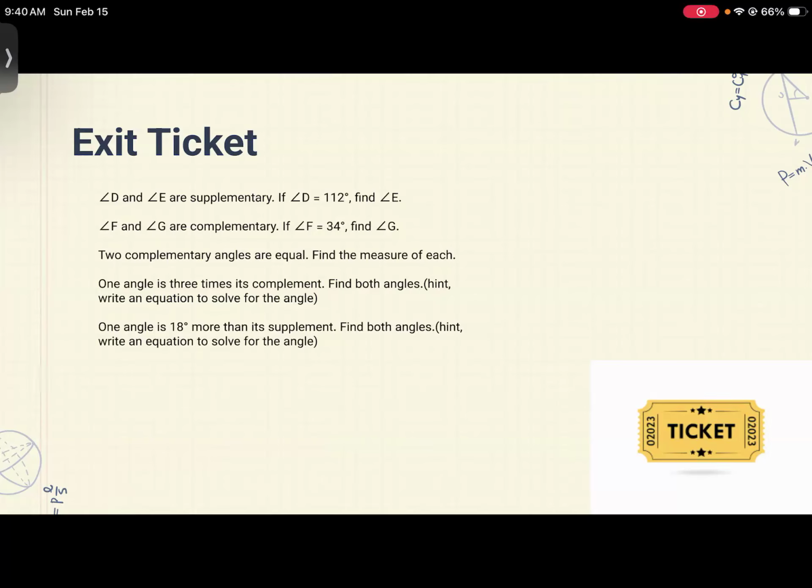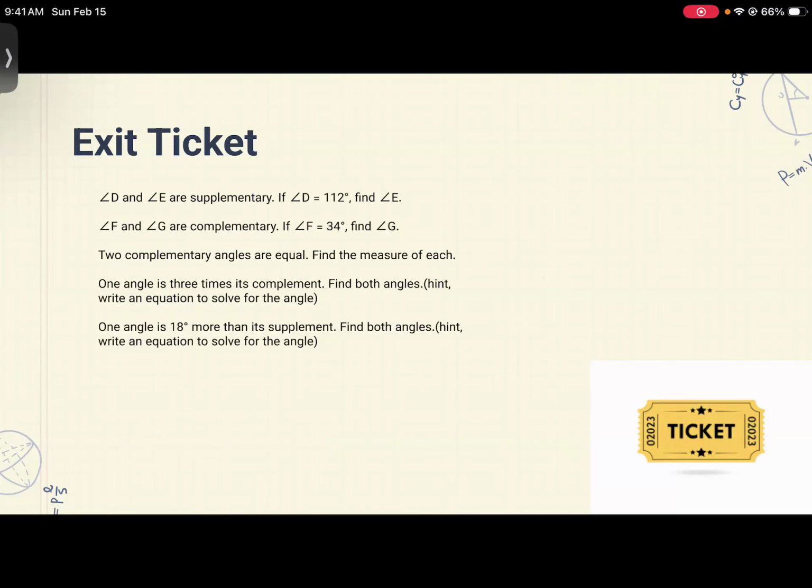Now, the last exit ticket question is saying one angle is 18 more than its supplement angle, and they're saying to find both angles. So if we know that the two angles add up to 180, and we want to find something that is 18 more, all we'd have to do is add 18 divided by 2 to one angle, and then subtract 18 divided by 2 from the other.